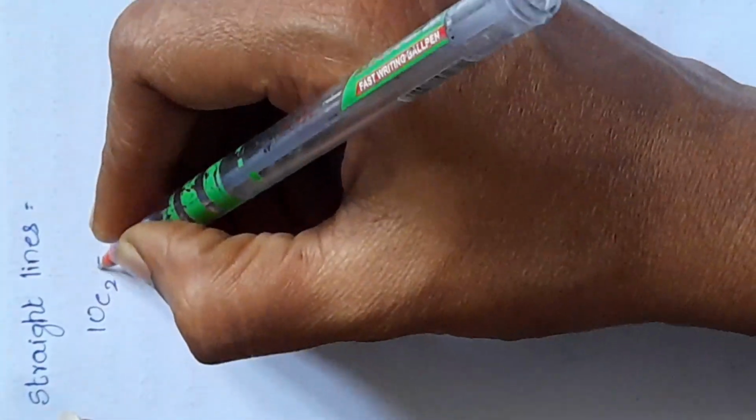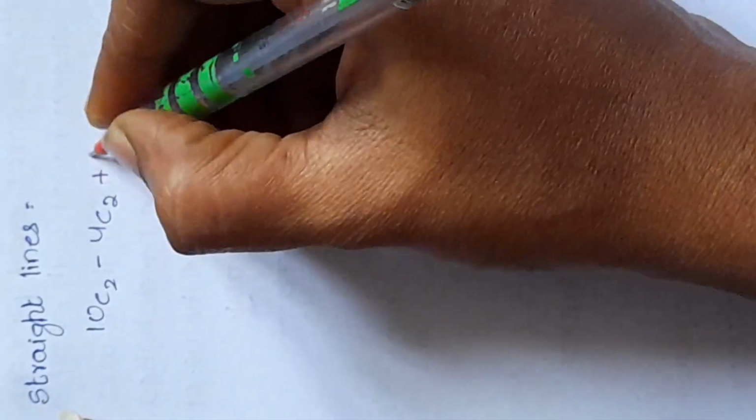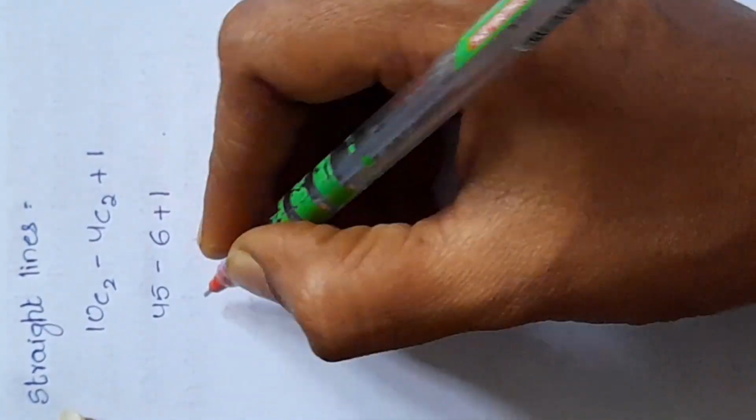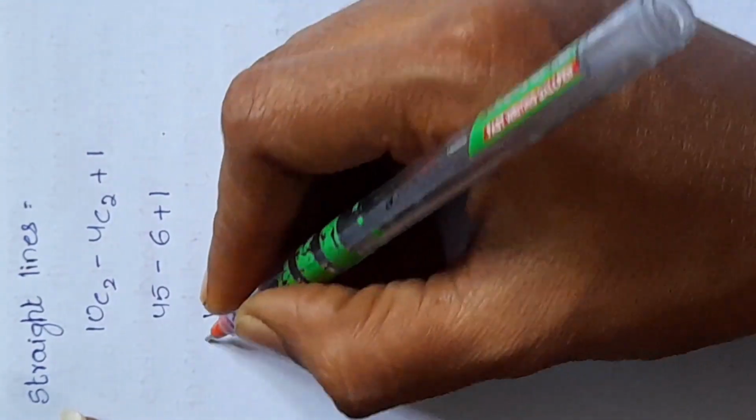Now the number of straight lines formed is 10C2 minus 4C2 plus 1. 10C2 value is 45 minus 4C2 value is 6 plus 1. That is 46 minus 6, which is 40 straight lines are formed.